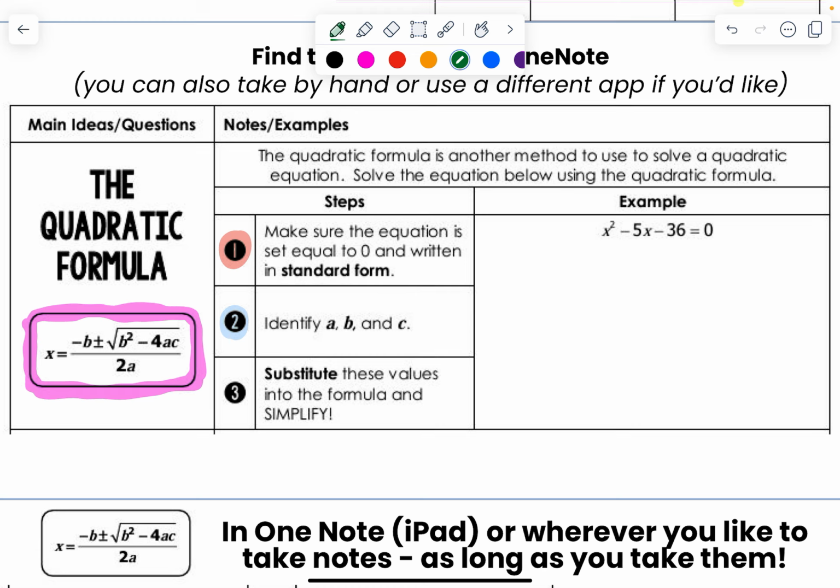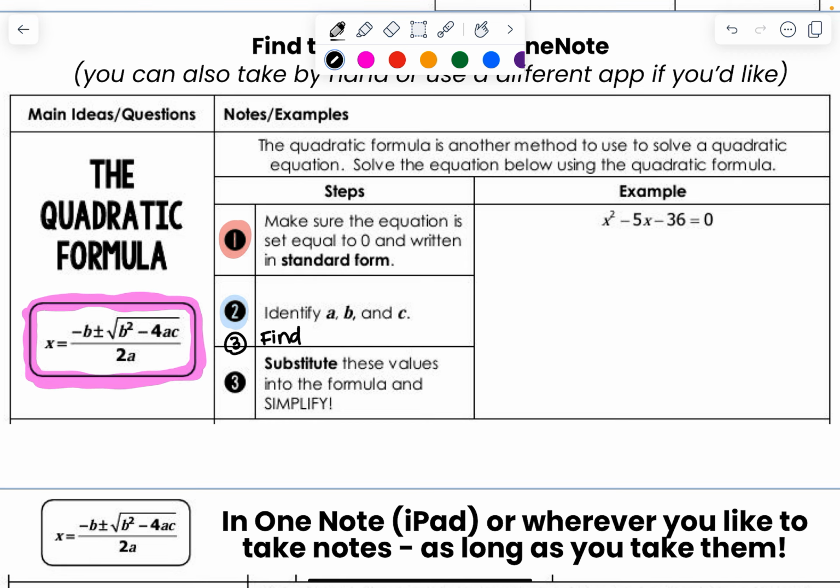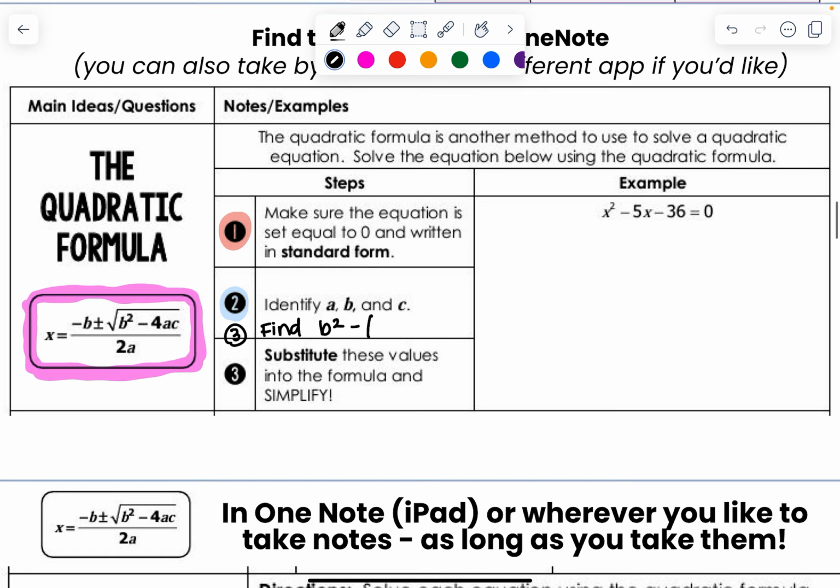I'm going to add another step right here. Step 3, find b squared minus 4ac using Desmos. That's our new step 3. That's just going to make our calculations a little easier. You'll see that's right here under the radical. And lastly, the true step 4: then we're going to substitute all of this into our equation.